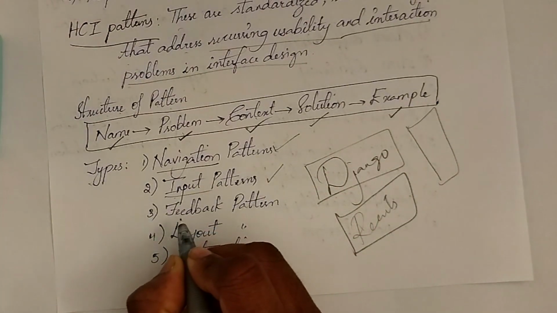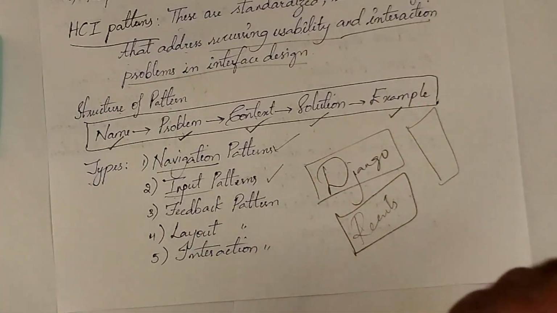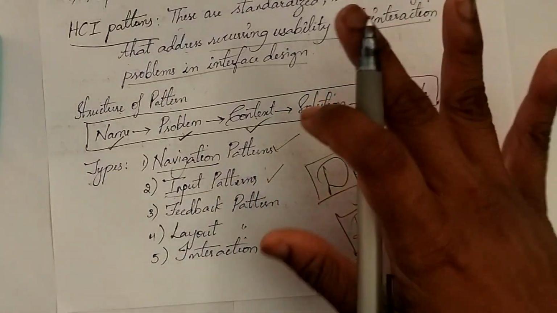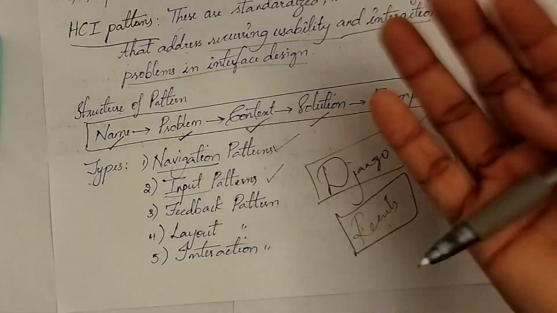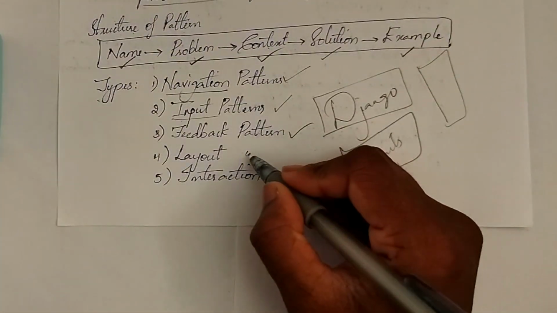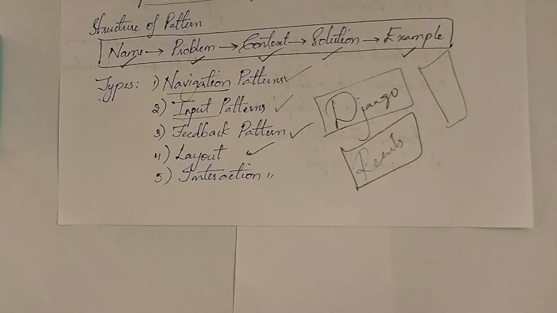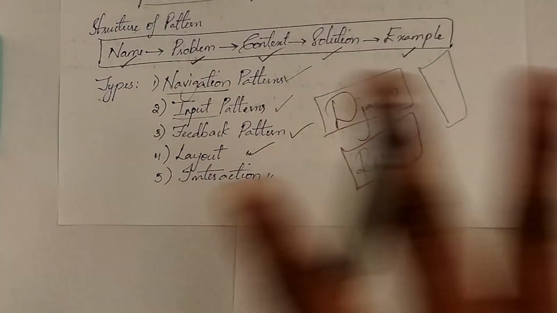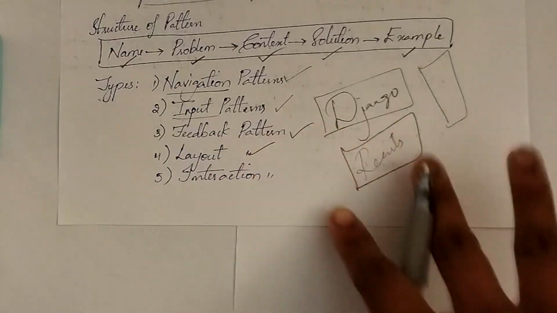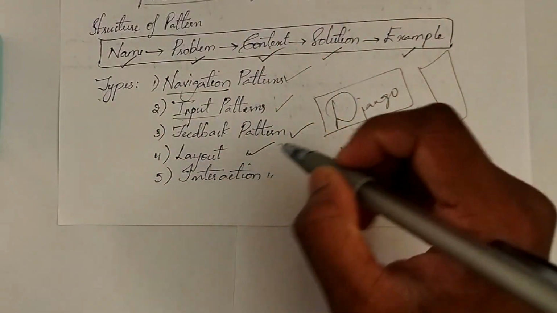Next one is the feedback pattern. Feedback pattern provides system responses to user actions. Whatever action we perform as a user, the system will give a response. It is called a feedback pattern. Next one is the layout pattern. Layout pattern is how the content is organized on the screen, like grid layout, card layout, dashboard design. This comes under the layout pattern.